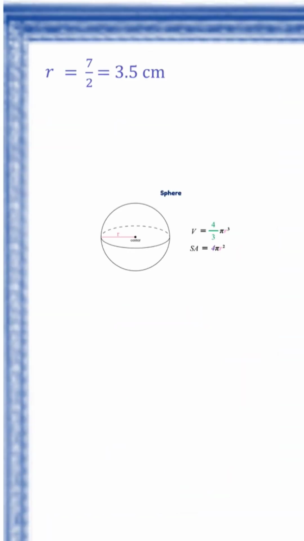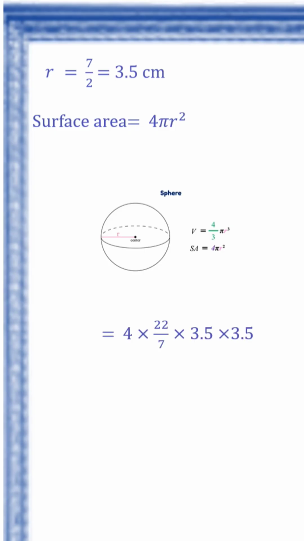So the radius is 7 by 2, that is equal to 3.5. Surface area is 4 pi r square. Now let us substitute the values. Here 7 ones are 7, 0.5s are. Now what is the value of it? If you multiply all these things, you will get 154 centimeter square. So the surface area of the sphere is 154 centimeter square.